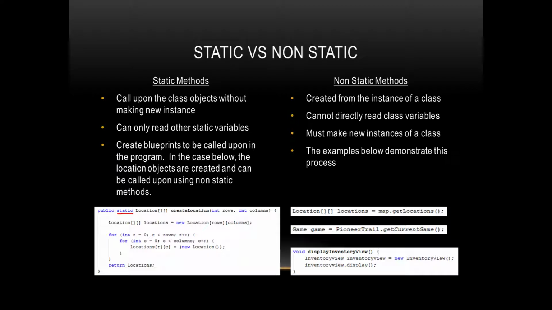Static methods call upon the class object without making a new instance. They can only read other static variables and create blueprints to be called upon in the program. In the case below, the location objects are created and can be called upon using non-static methods.